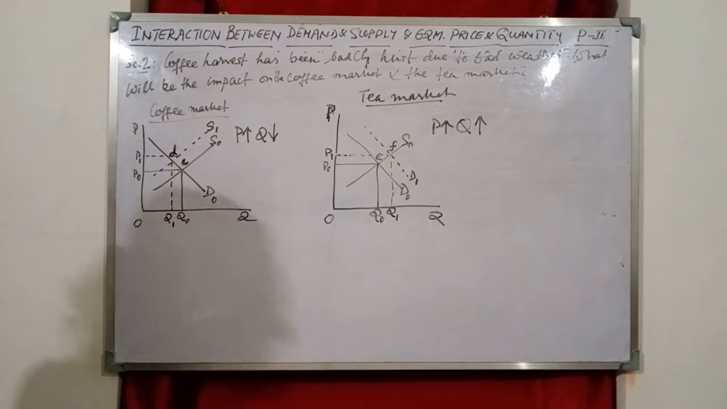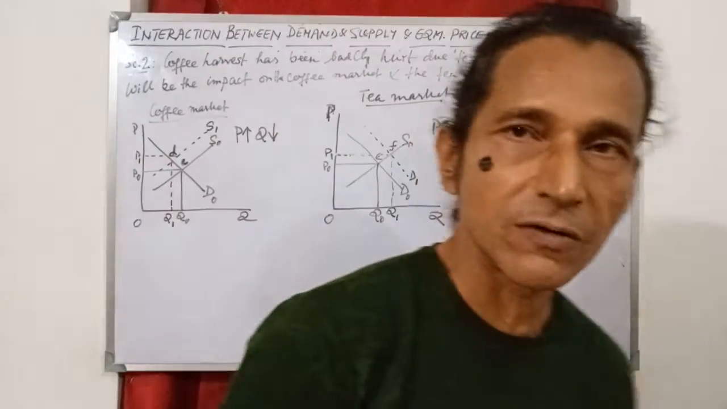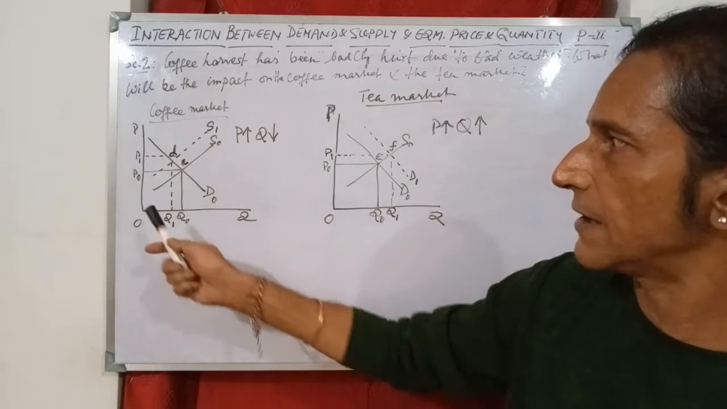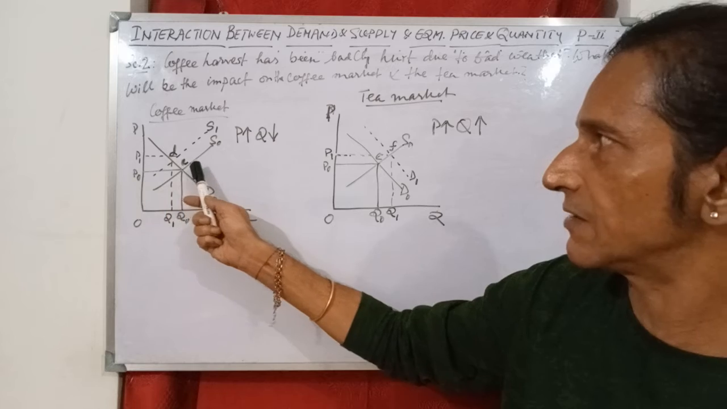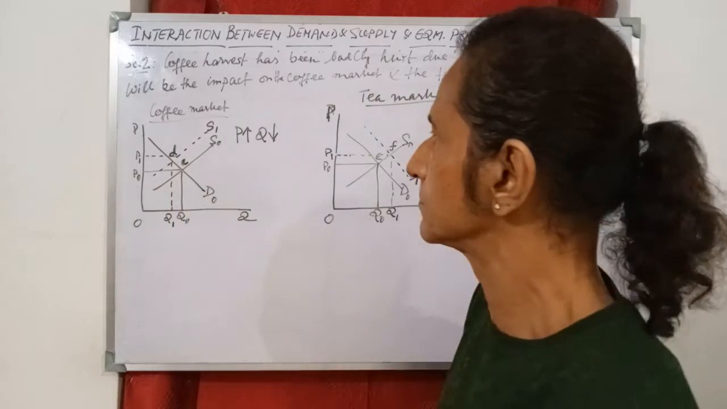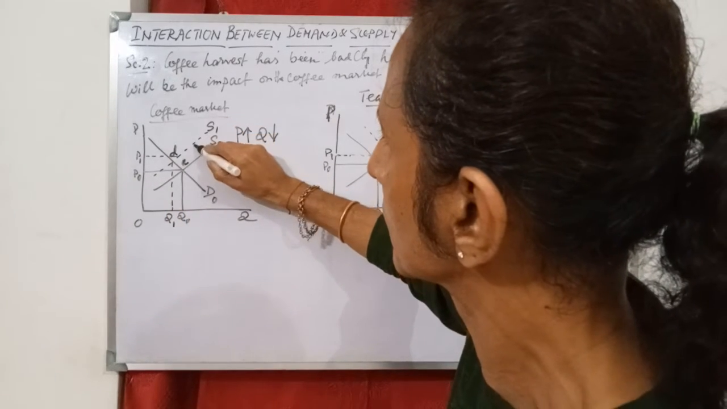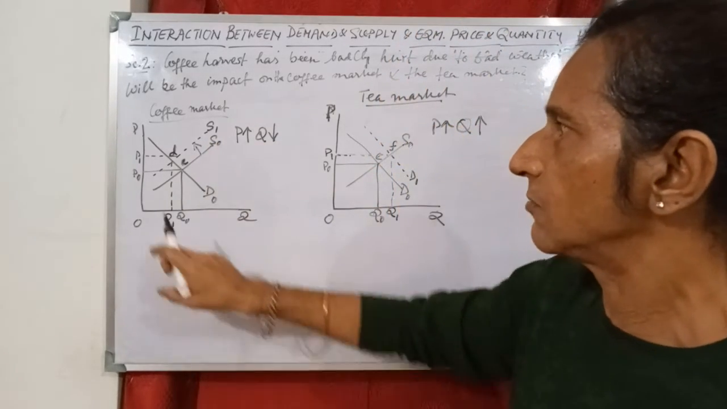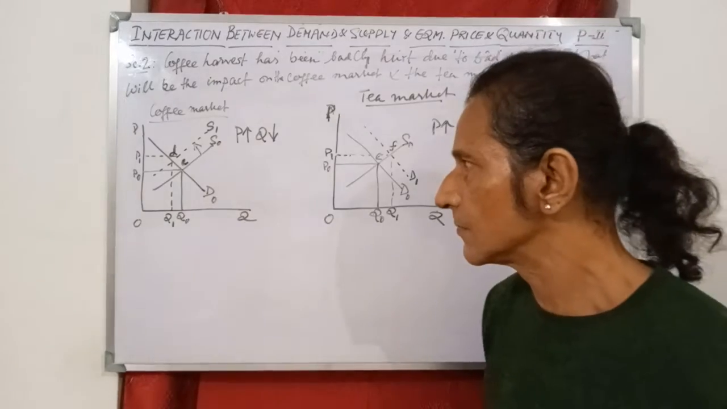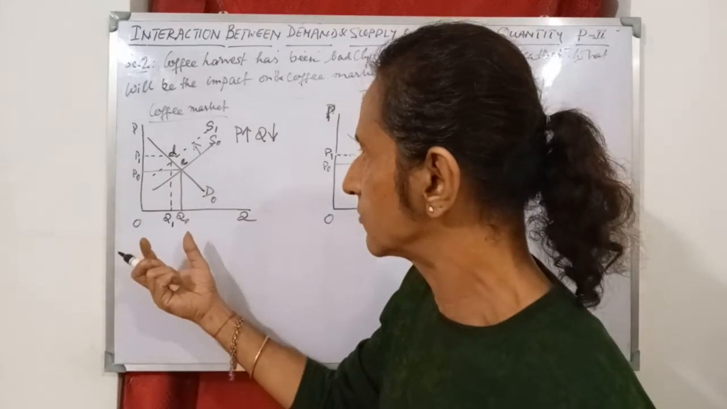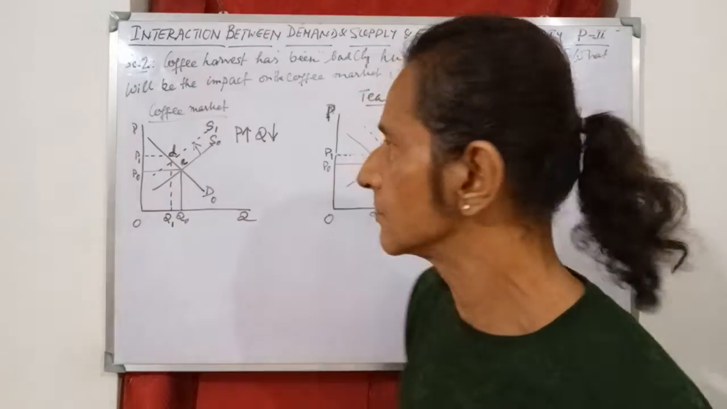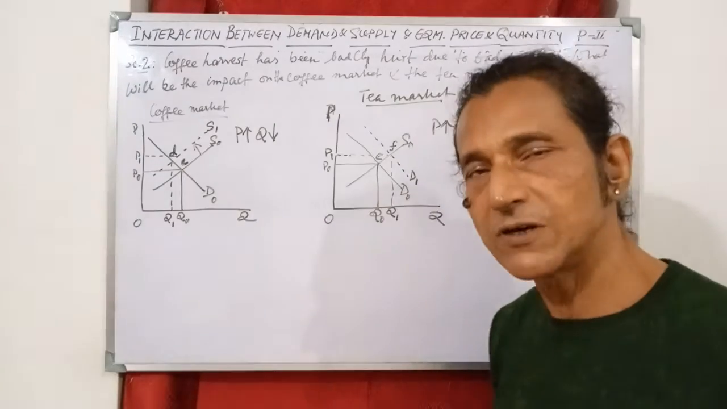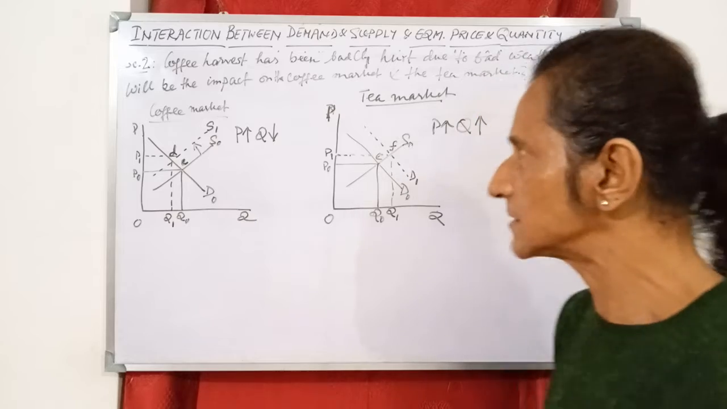As a result of bad cultivation of coffee, supply of coffee has fallen. So price of coffee has increased. The supply curve has shifted leftward parallelly. So price of coffee has increased from P sub 0 to P sub 1, and quantity supplied decreased from Q sub 0 to Q sub 1. And as a result of increase in price of coffee, demand for tea will rise, because both are substitute commodities. They are substitute commodities.